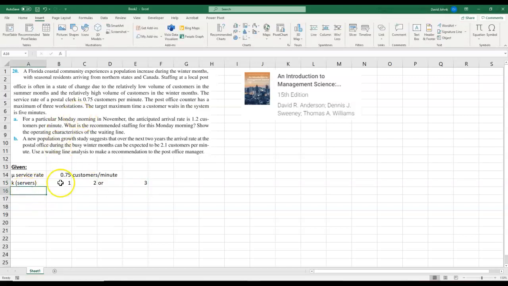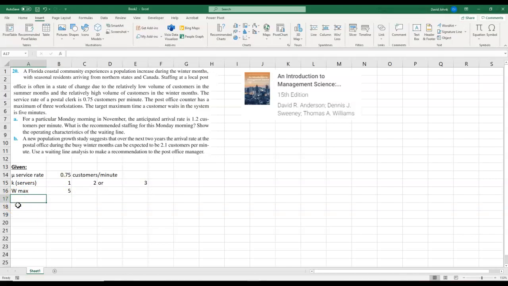And then we want to find. Oh, it also says one more thing. It says the maximum time a customer should wait in the system should be 5 minutes. So we'll use that. We'll call it W because that's what they use for the average wait time in the system, and we'll call that max is 5. We'll just say something like that.